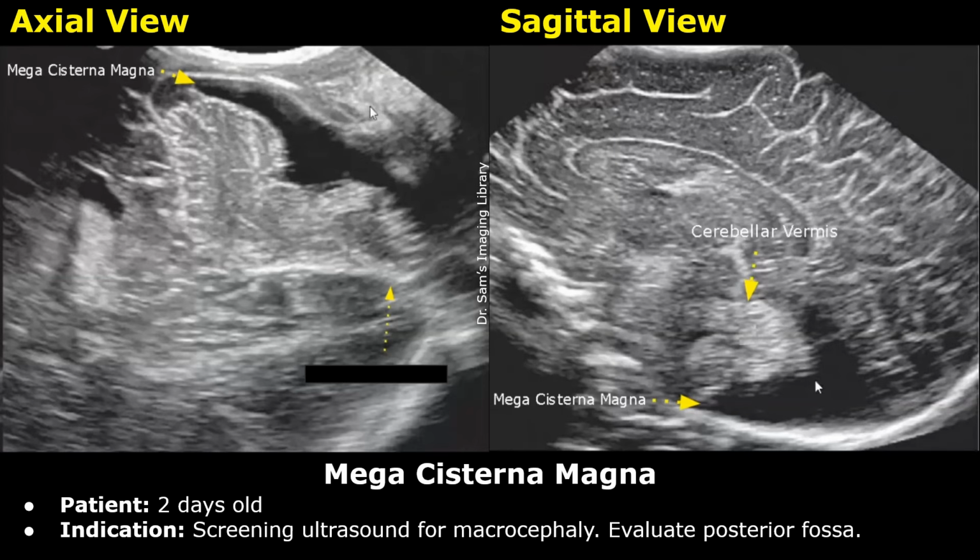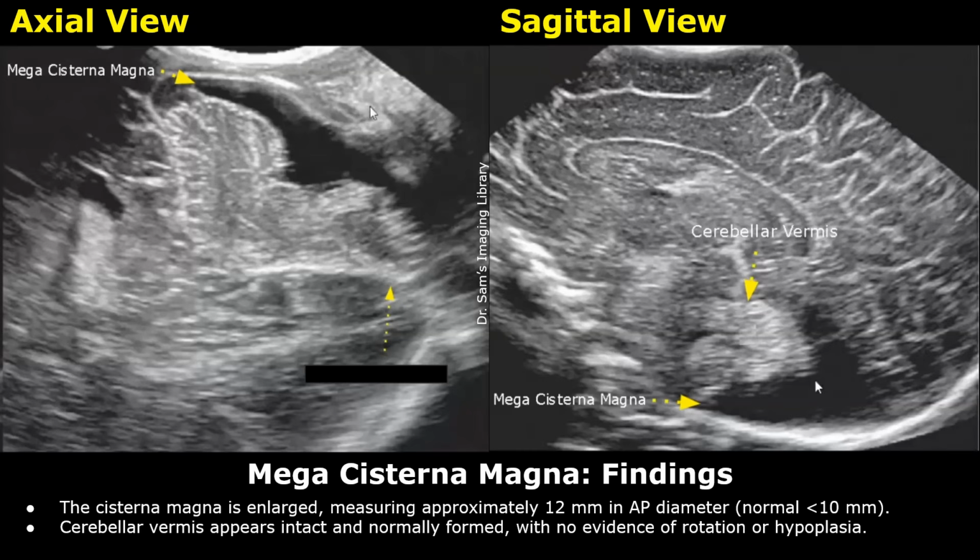Next, we will look at the report of Cisterna Magna. Patient is 2 days old. Indication is screening ultrasound for macrocephaly, evaluate posterior fossa. Here are the findings. The cisterna magna is enlarged, measuring approximately 12 millimeters in AP diameter.